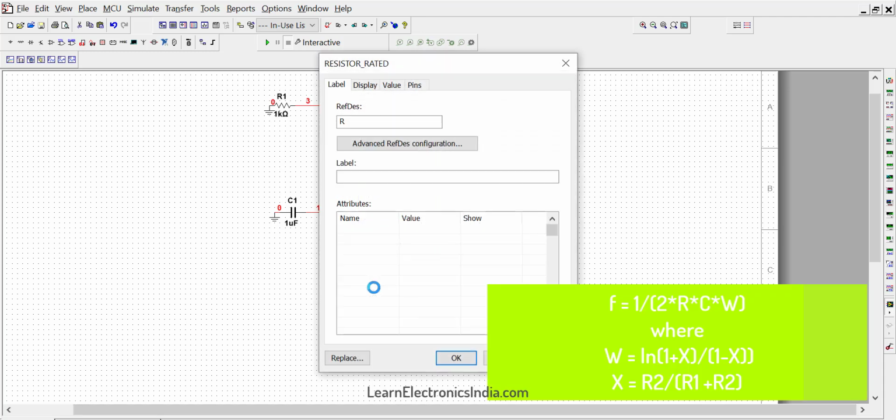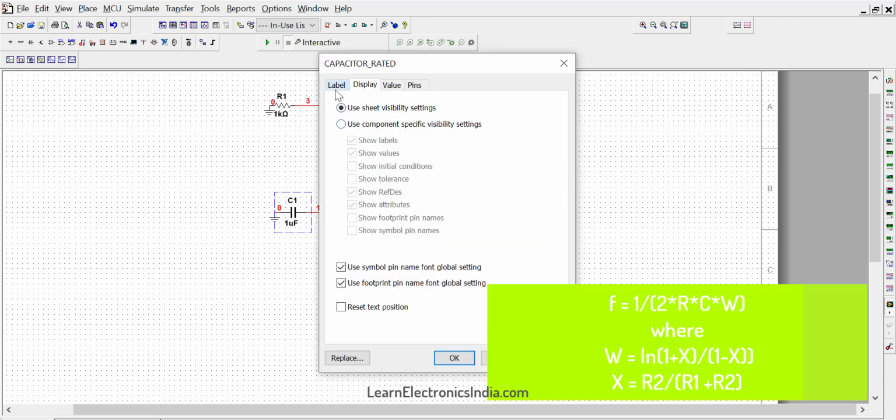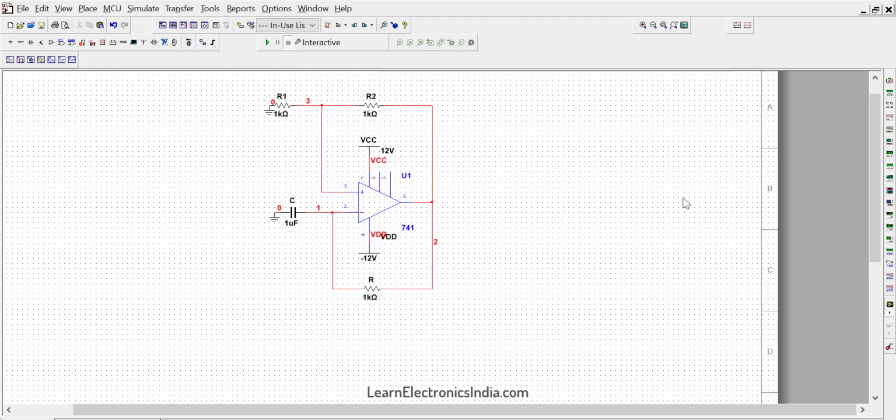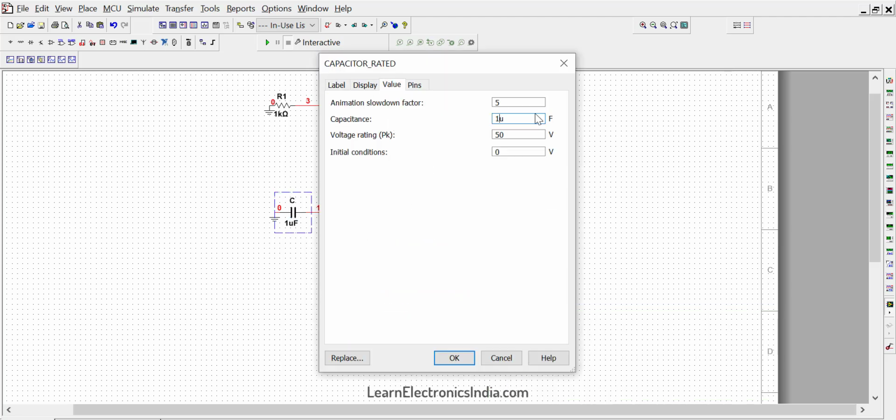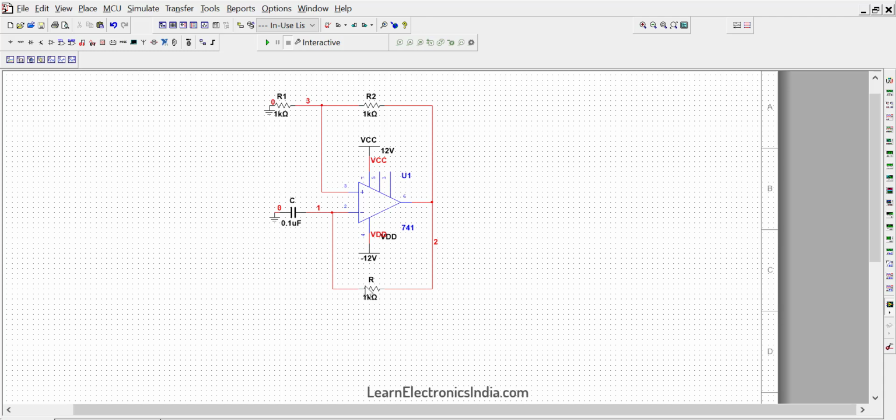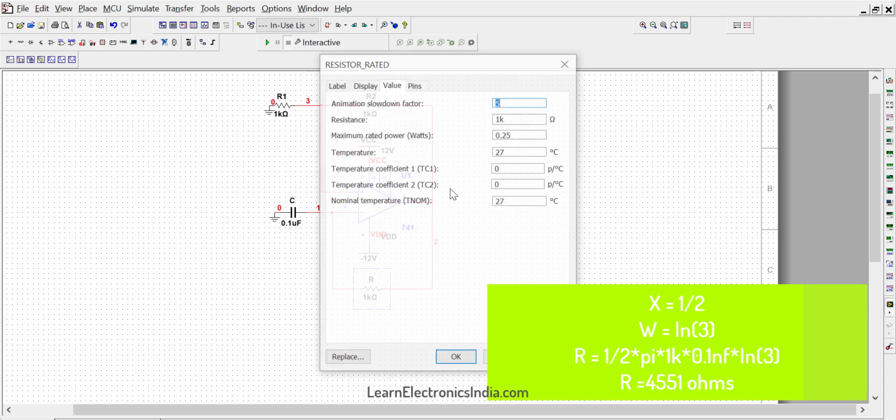Frequency of the square wave is given by this formula. So to get 1 kHz square wave, let's keep C as 0.1 microfarads. Hence, by the formula, the value of R is 4.551 kilo ohms.